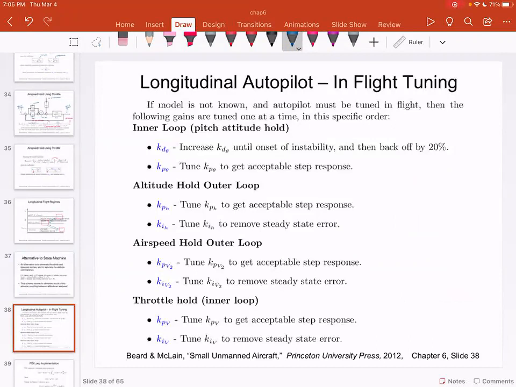So this is the summary. How do you tune when the aircraft is flying for longitudinal autopilot? Similar to what we discussed, first we want to control the derivative gain, then we want to control the proportional gain, then we want to control the integral gain. So for the inner loop, first change the derivative. Once you are happy with the derivative, change the proportional. When you are trying to do the altitude hold, this is a PI control loop. So first control P and then control I.